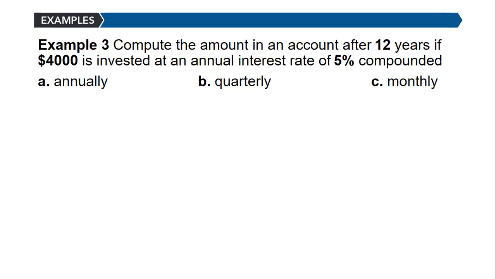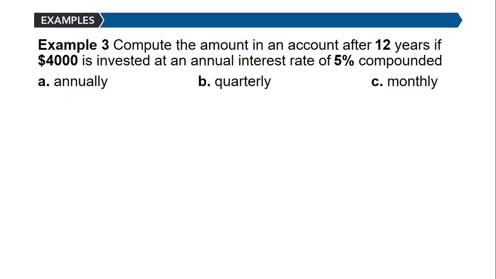But in this example, we want to compute the amount in an account after 12 years if $4,000 is invested at an annual interest rate of 5% compounded annually, quarterly, or monthly. So let me add that this formula is assuming that you put the money in the account and you just let it build interest. You're not taking any withdrawals from the account. The money is just growing simply by the interest, earning interest on itself.